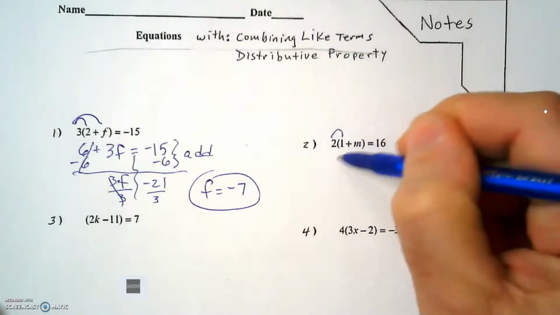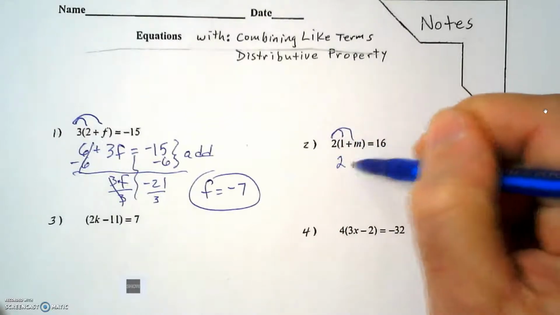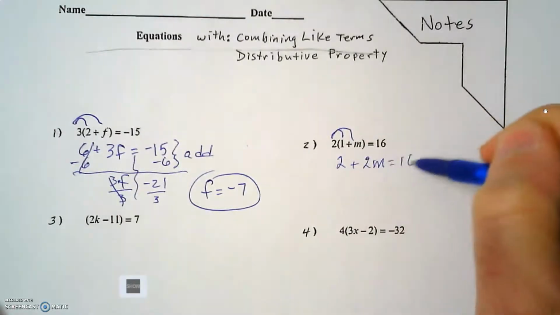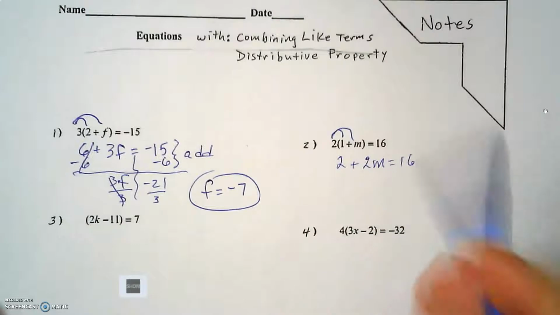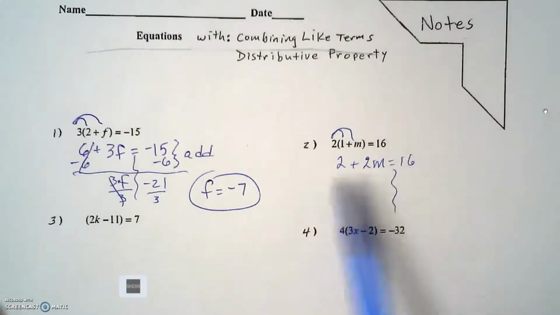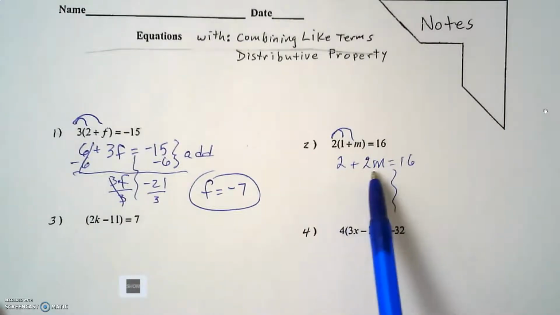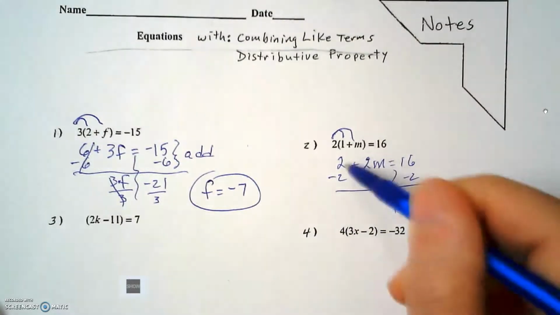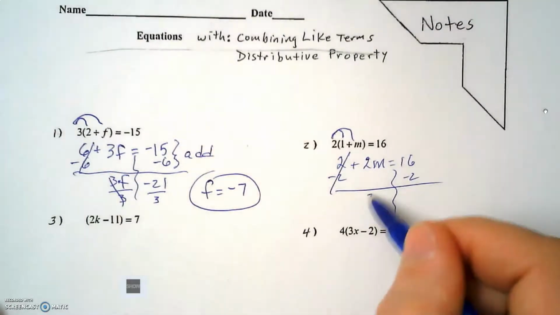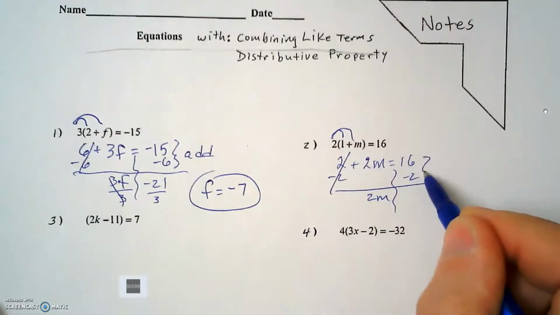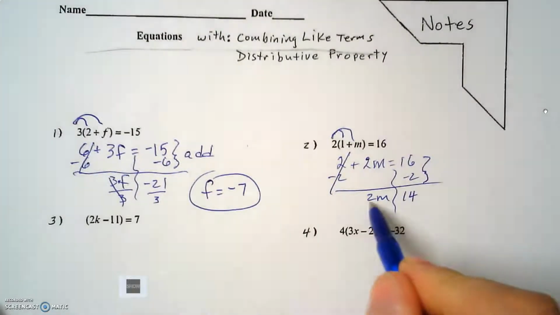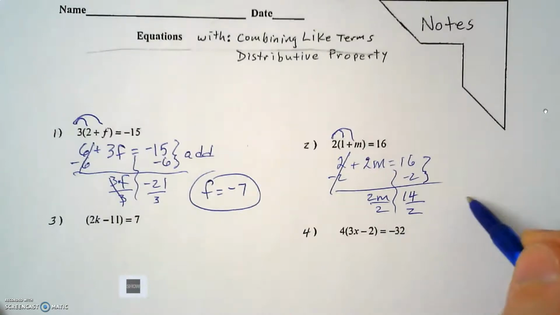2 times 1 is 2. 2 times m is 2m equals 16. Now here, the variable's on the right side. Well, it's on the left side of the equal sign, but I mean on this side of the equal sign, it's after the 2. That's not a problem. Cancel the 2. Bring down 2m. If I combine these two together, I get 14. And dividing here, looks like I get a 7. Again, this time the 7 is positive.